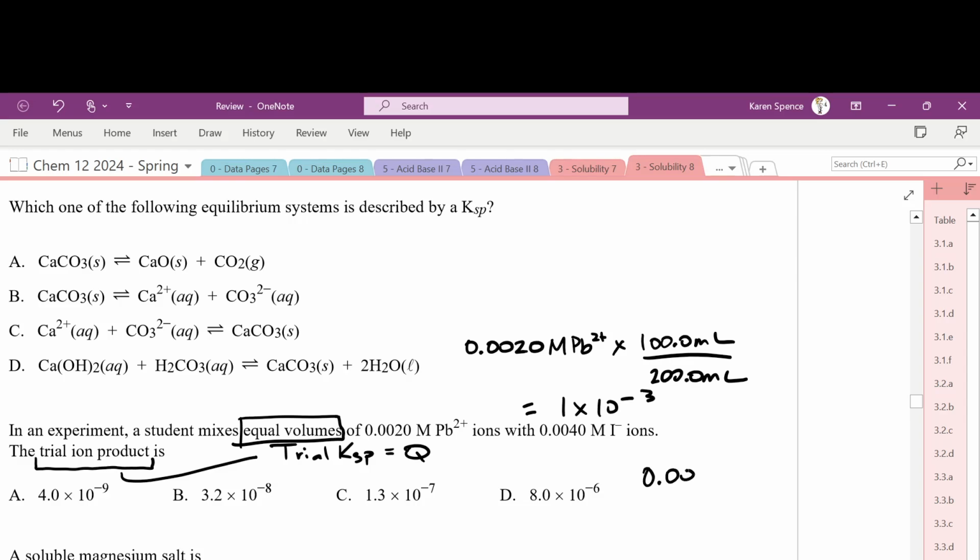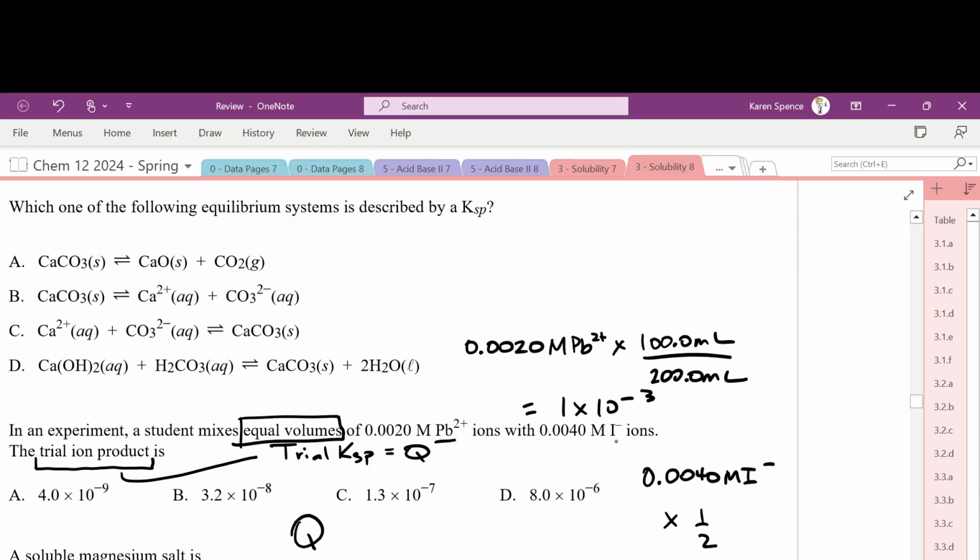And 0.0040 molar I minus times 1/2 is 0.004 times 1 divided by 2 is 2 times 10 to the minus 3. And our Q, y'all done? Cool. Okay, put that in there so I don't lose it. All right.